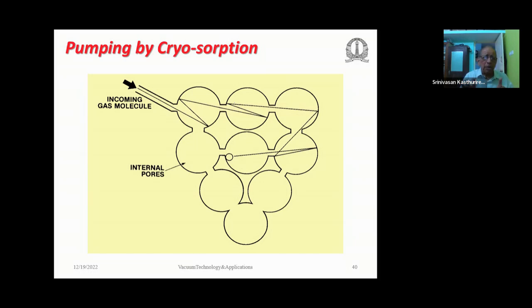Okay. So now please remember, we talked about two types of pumping. One type is positive displacement. That is, you take the gas molecule and throw it outside. That's your rotary pump, diffusion pump, turbomolecular pump, etc. Now we have the other part where the gas molecules are trapped, the entrapment process. So there are two pumps we have seen. One pump is the cryocondensation pump. Another pump is the cryosorption pump. Okay.